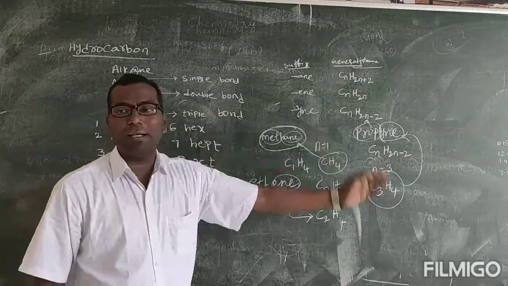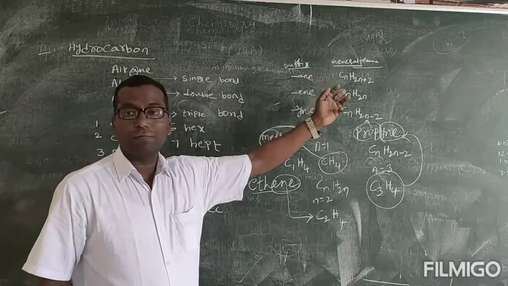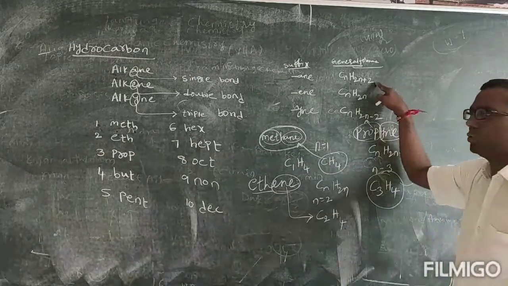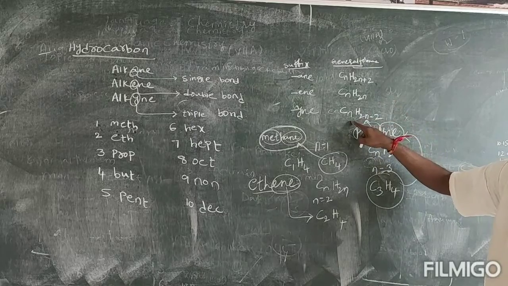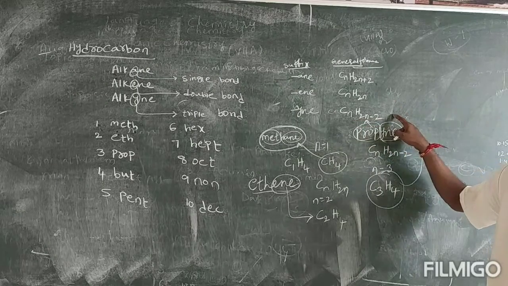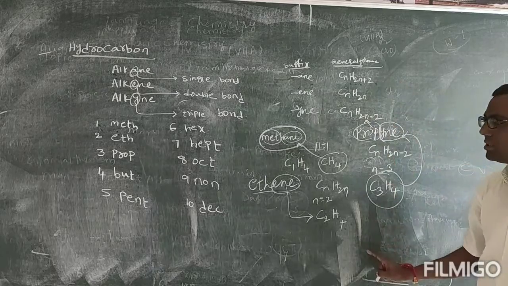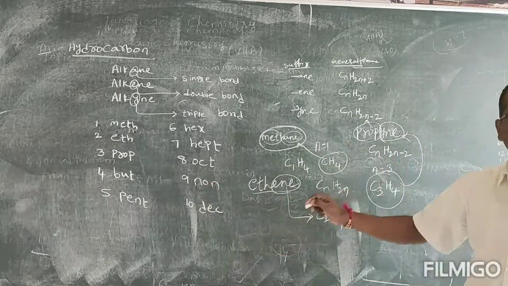Next, how to write the general formula. The general formula for alkanes is CnH2n plus 2. For alkenes it is CnH2n. And for alkynes it is CnH2n minus 2. Okay. So these are the general formulas, and you can see how to write them.